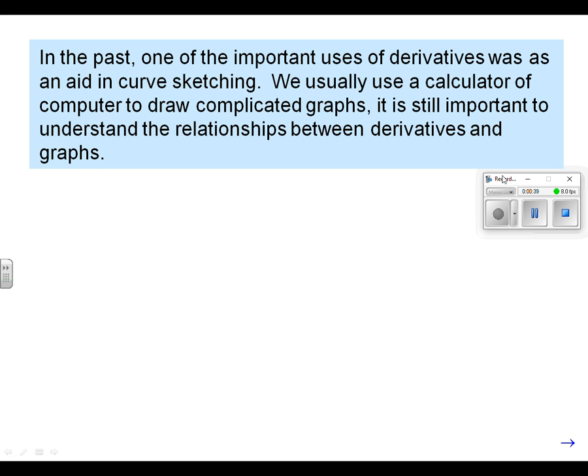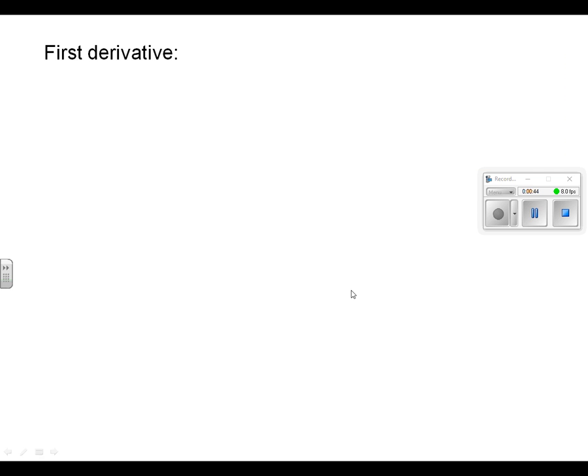All right, can I get these buttons to work? Next. Okay, so a couple things.